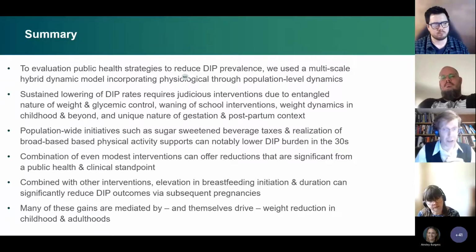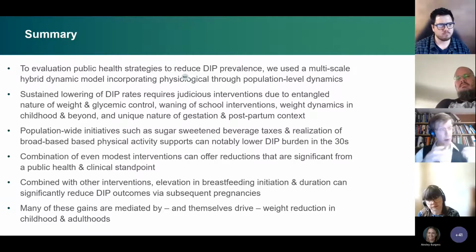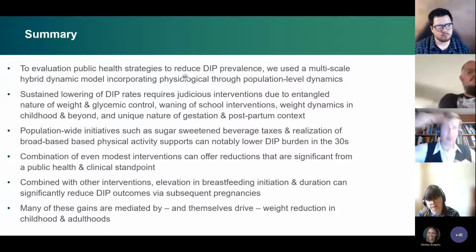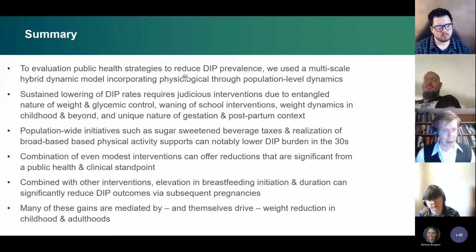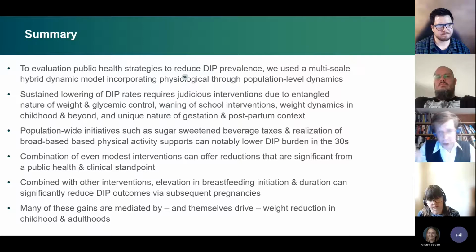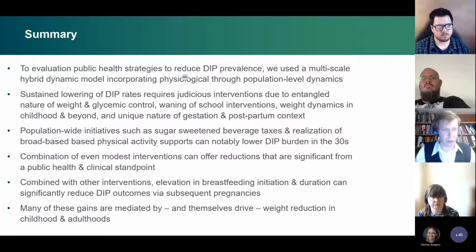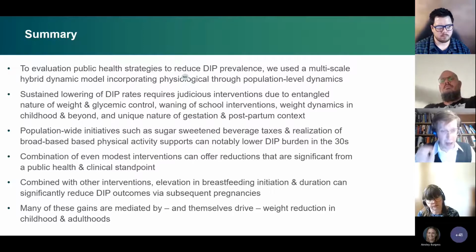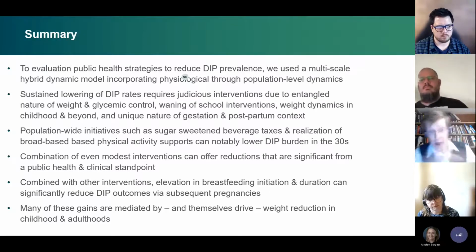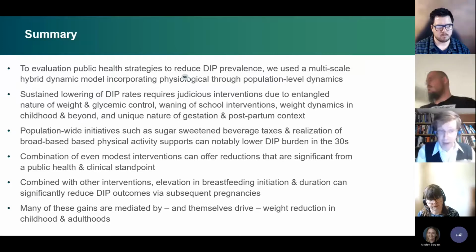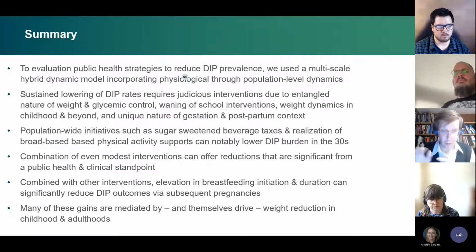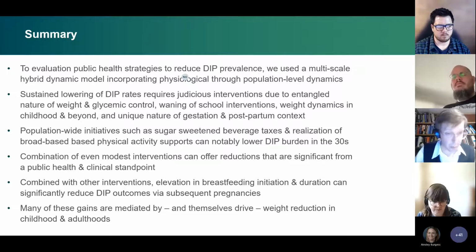To evaluate these strategies, we used a multi-scale model that incorporates physiological components with population-level dynamics. We found that initiatives such as sugar-sweetened beverage taxes and broad-based physical activity can notably lower diabetes burden in a way that's significant not only statistically, but from a public health and clinical standpoint as well. And elevating breastfeeding initiation and duration can also be very effective at reducing diabetes outcomes because of the impact on subsequent pregnancy.